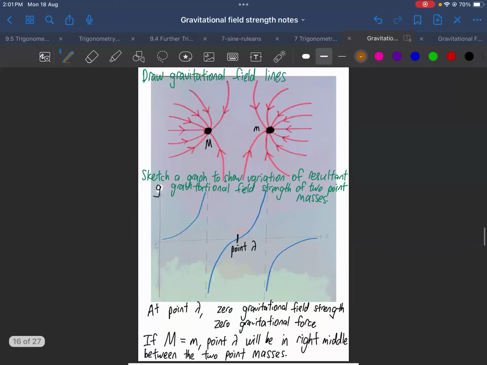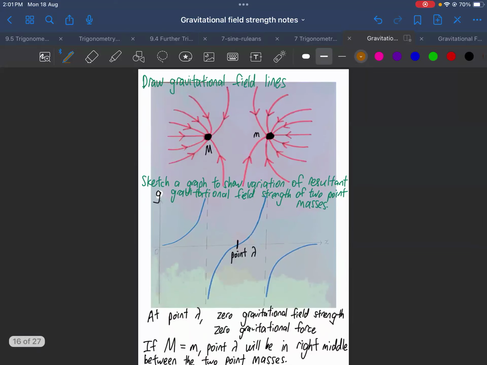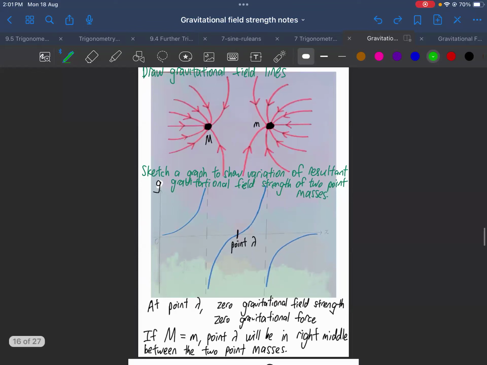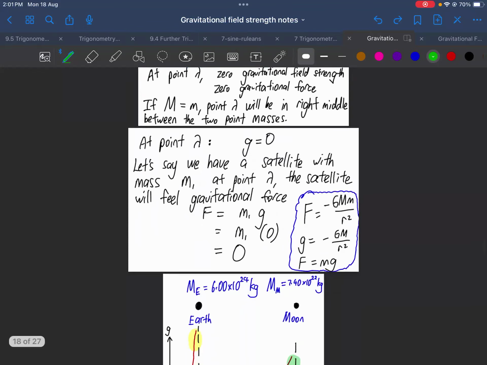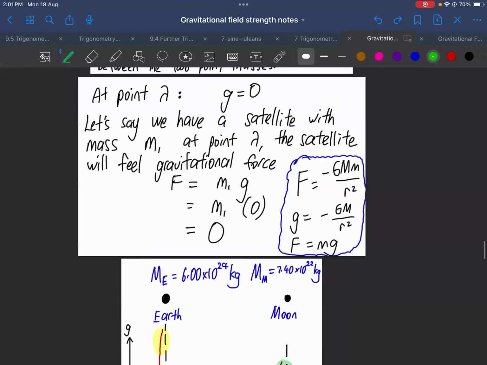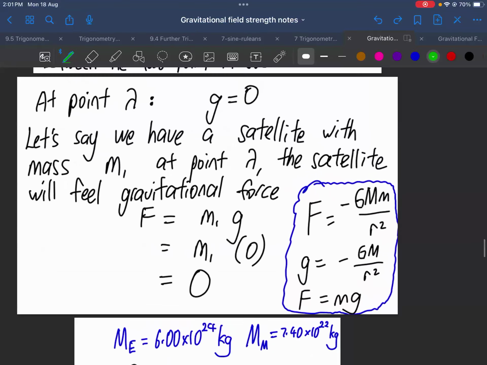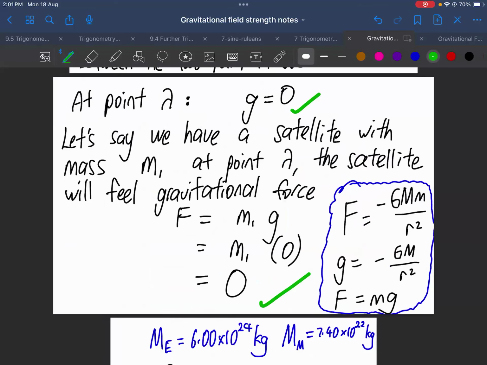And remember this, have a look. In exam, if they ask you to draw gravitational field lines, then you are going to draw this. However, if they ask you to sketch a graph to show variation of the resultant gravitational field strength of the 2-point masses, then this will be your answer. Now, I need to tell students that at that point, just because the gravitational field strength is 0, no wonder your gravitational force will also be 0.